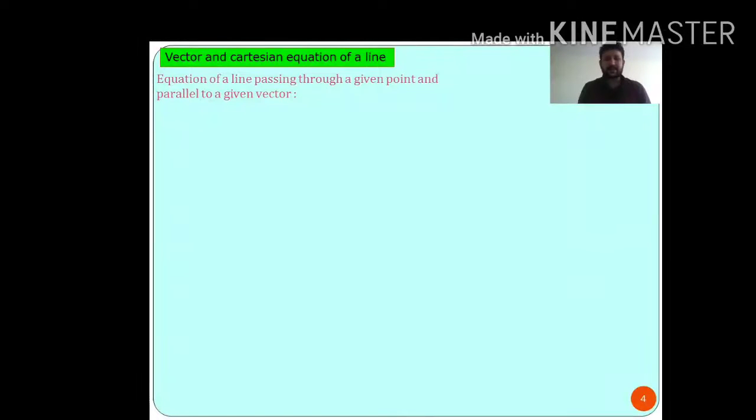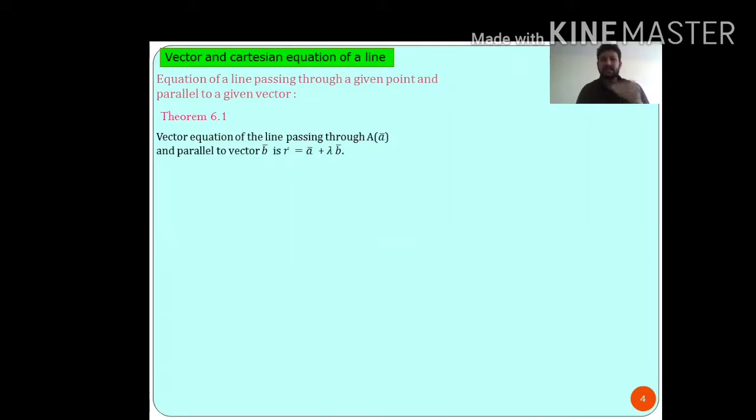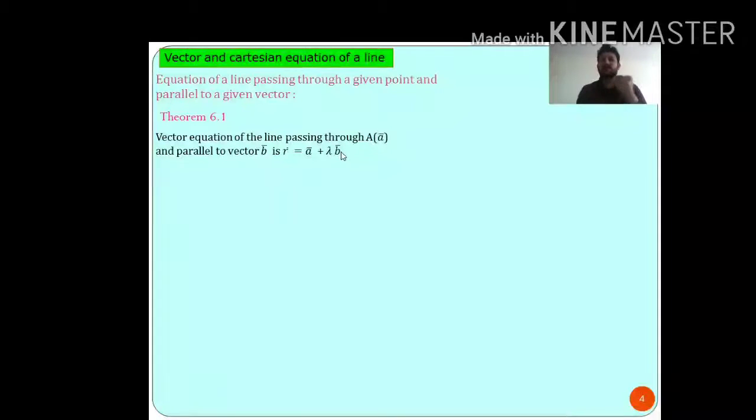Let us see diagrammatically the statement of the theorem. The vector equation of a line passing through point A, whose position vector is A bar, and parallel to the vector B bar, is expressed as R bar is equal to A bar plus lambda times B bar. A bar is the position vector of the given point and B bar is the parallel vector. Let us see the proof of this theorem.